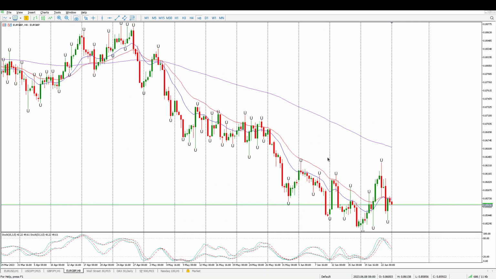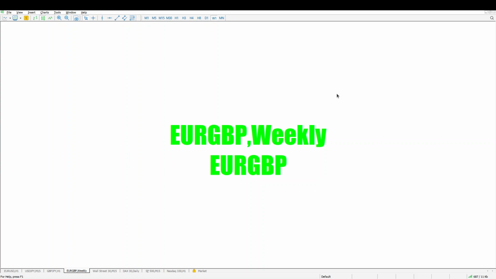Lastly, Euro, British pound, and again, strong move up in the week and then big move down. So if you look at that on the weekly, you have a fairly large tail to the upside, and charts are extremely slow this morning.